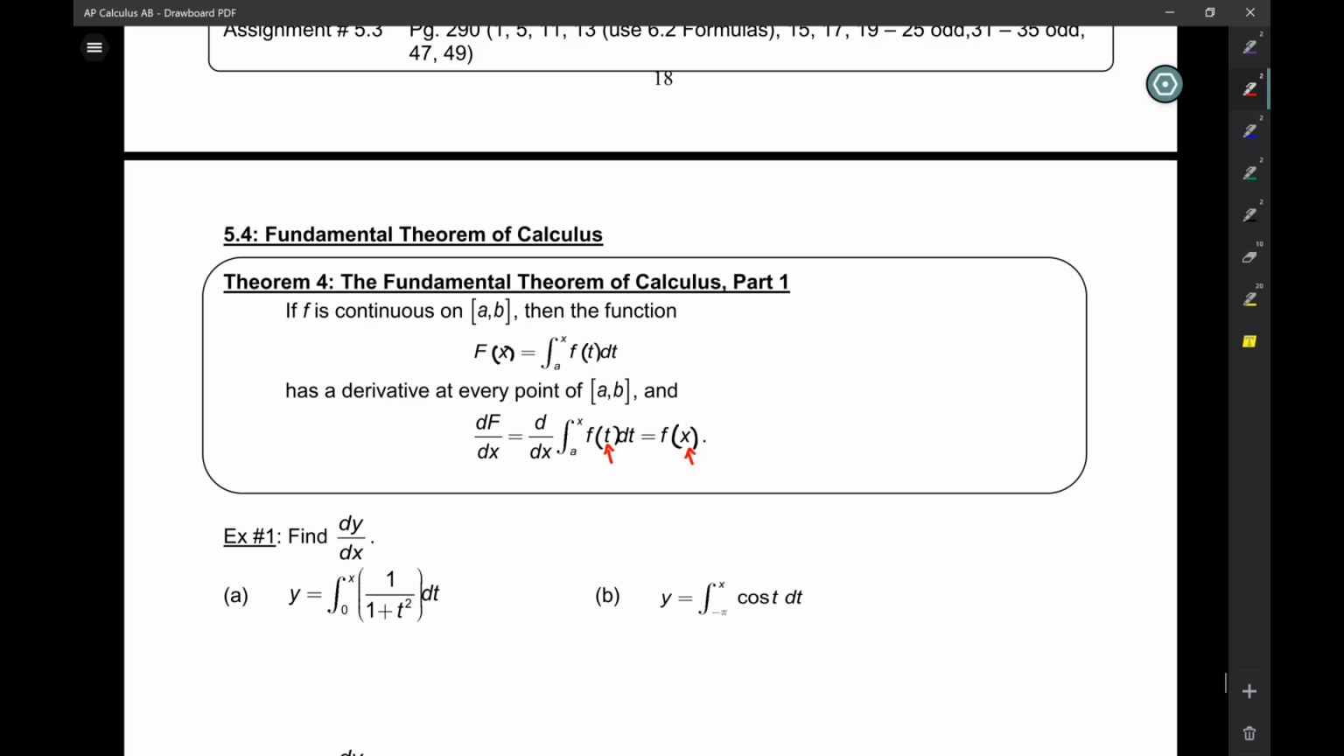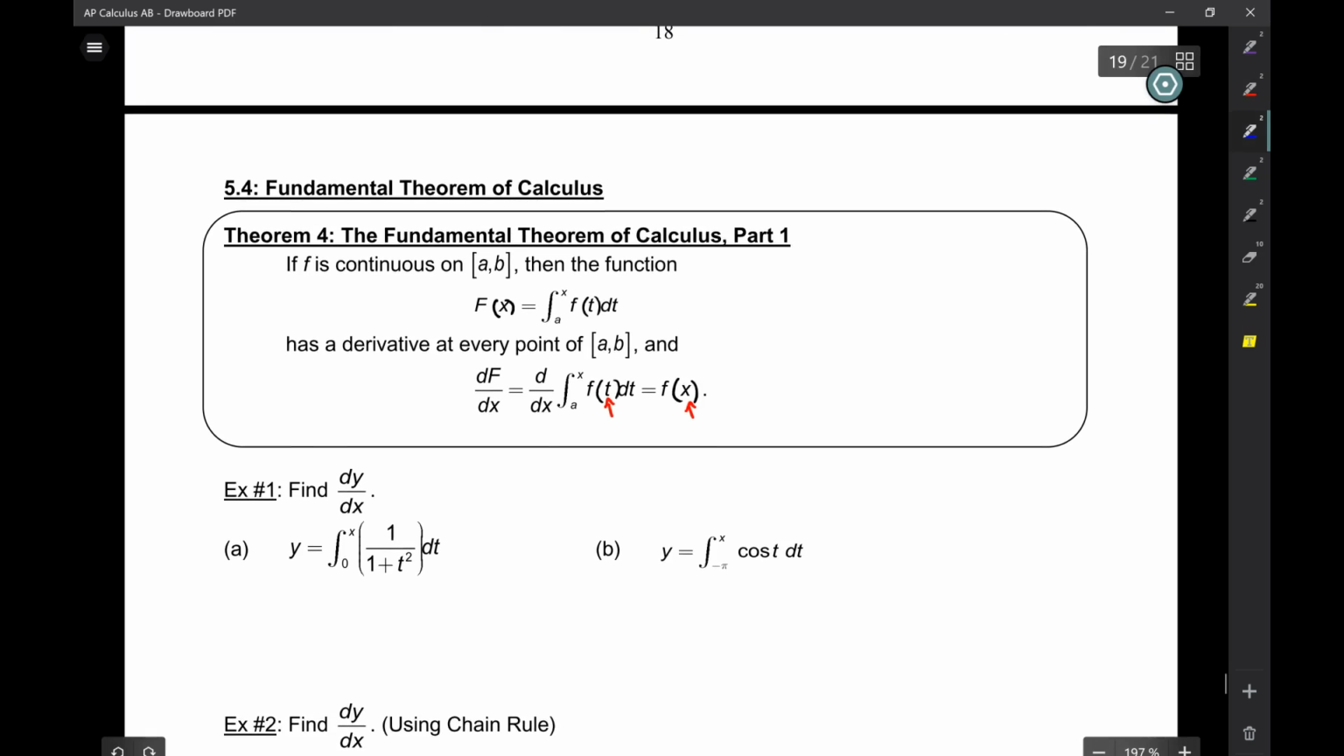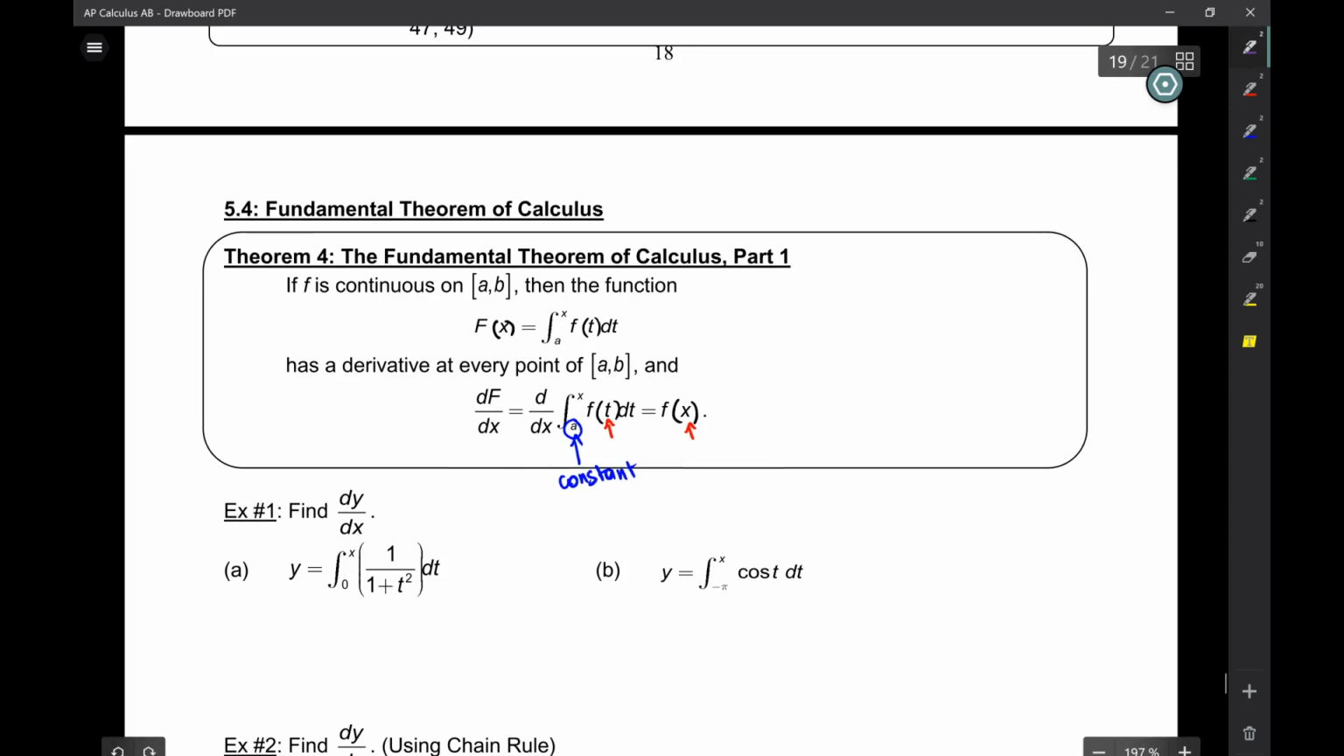Now, when does this work? This works when you're integrating from a to x, a constant to x. Not from x to a, not from a to b, not from x to 2x, but from a constant to a variable. Okay? That's important. Okay? All right. Let's explore this a little bit.